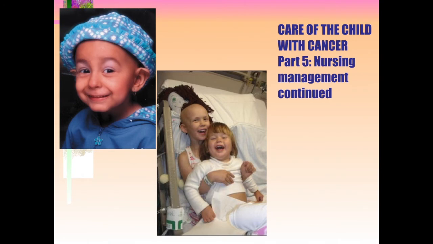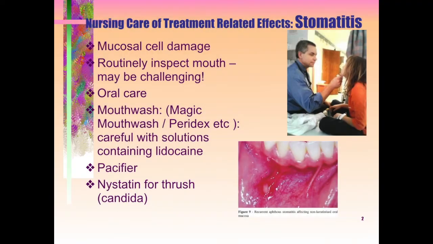This is the second part about nursing management for the child who has cancer. So we're talking about taking care of the side effects that occur as a result of the therapeutic modalities the child must endure. Stomatitis is quite common, and what it is, is damage to the mucosa that's in the mouth, and they can develop ulcers, they can get herpetic lesions, or they can get a fungal infection, and we call that thrush. So it's very important that your assessment includes a very good inspection of the mouth.